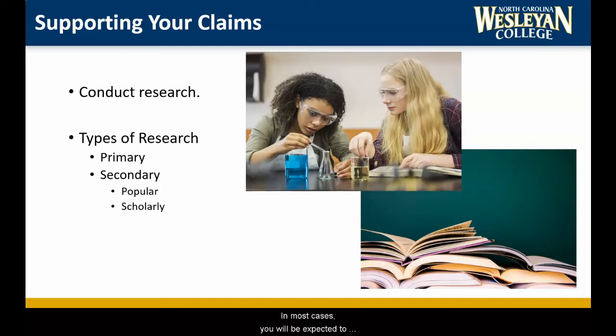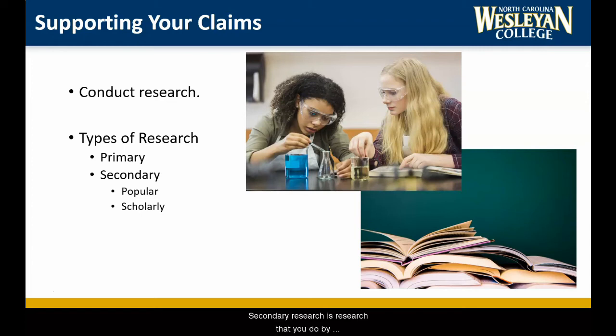In most cases, you will be expected to conduct research to help support your claim. Research is a collection of information from outside sources. There are 2 types of research that you can conduct to find evidence for your claim: primary and secondary. Primary research is research that you design and execute yourself. It includes data collection through surveys, interviews, observations, experiments, analyses, etc. This type of research may require you to get permission from the school's Institutional Review Board, the IRB, to ensure the safety of your participants. Talk to your professor before you begin.